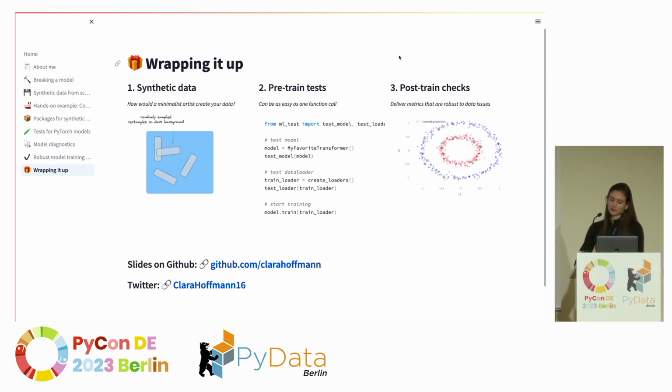The third thing I want you to remember is post-train checks exist, and they can be very, very helpful, especially if you didn't catch some bugs that happened before in your pipeline. And usually these metrics from post-train checks are also quite robust to any data issues or can even help you identify data issues.